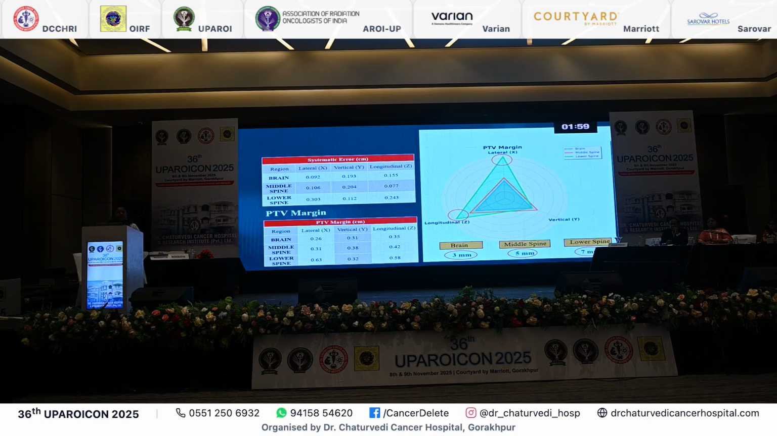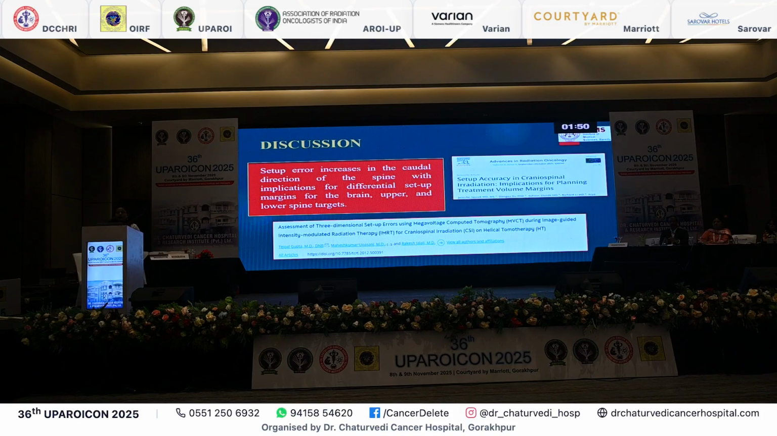So to finalize from this, for brain we can give a 3 mm margin, for the middle spine we can give 5 mm, and for lower spine we can give a 7 mm margin.